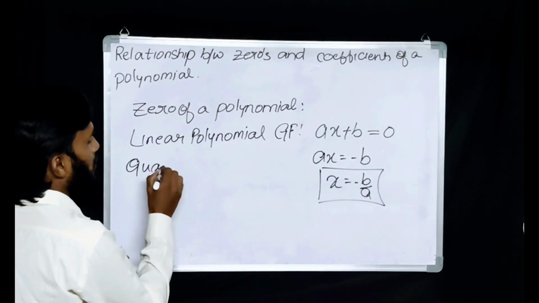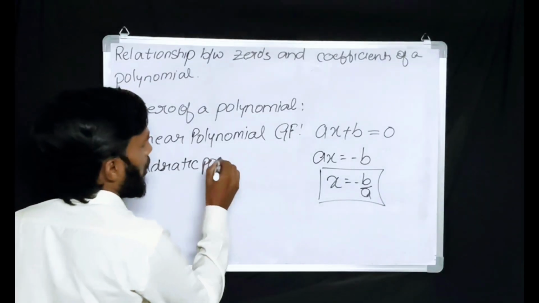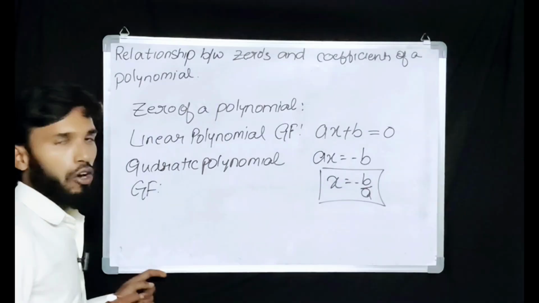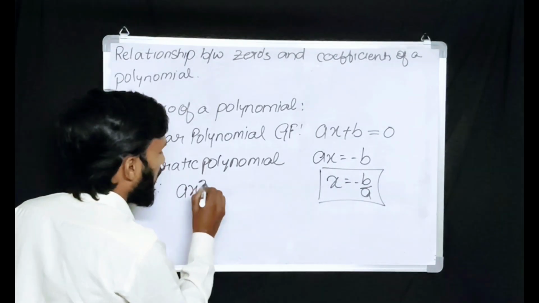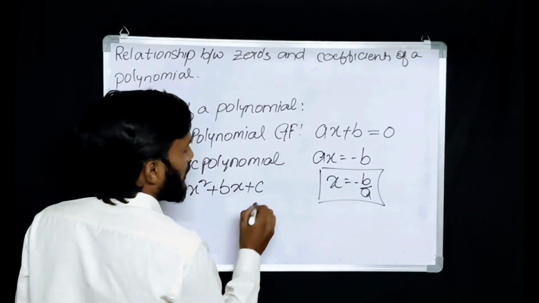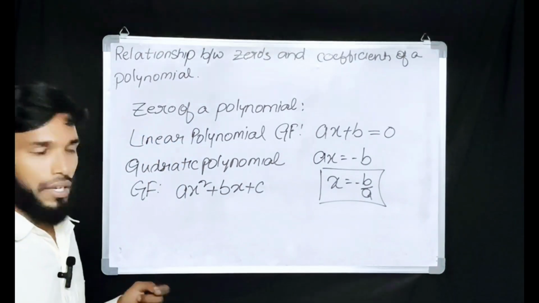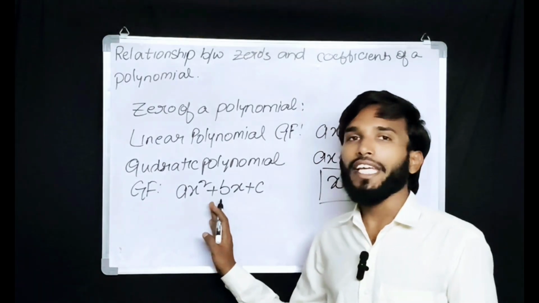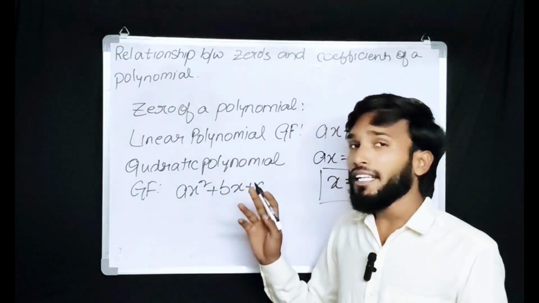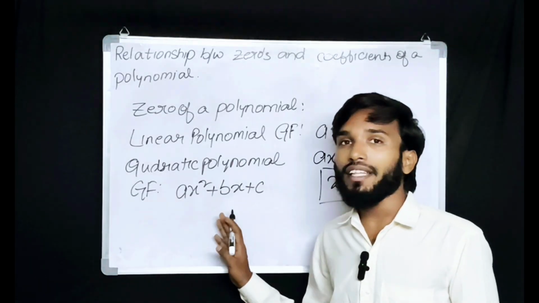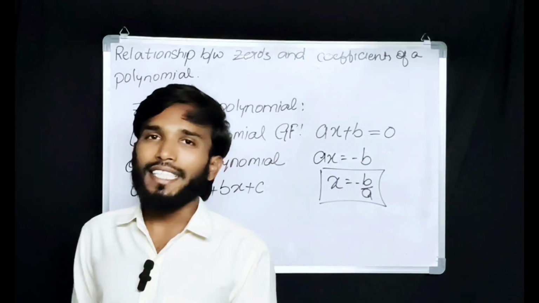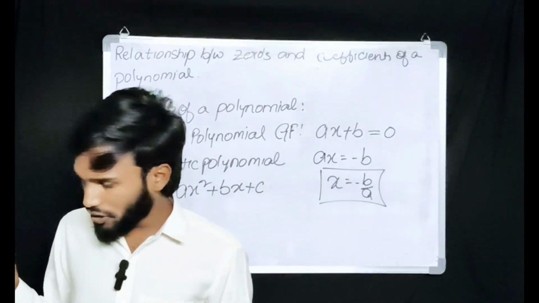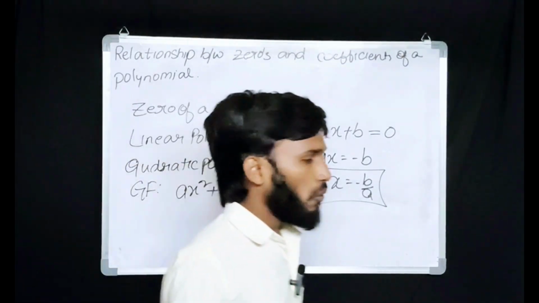Now come to the quadratic polynomial. How to find the zero of this polynomial? First, tell me what is the general form of a quadratic polynomial? Nothing but ax square plus bx plus c. To find the zeros of this polynomial, we equate it to zero, and then using the splitting method, we will easily be able to find the zeros of this quadratic polynomial. Now let us understand linear and quadratic polynomials with an example.